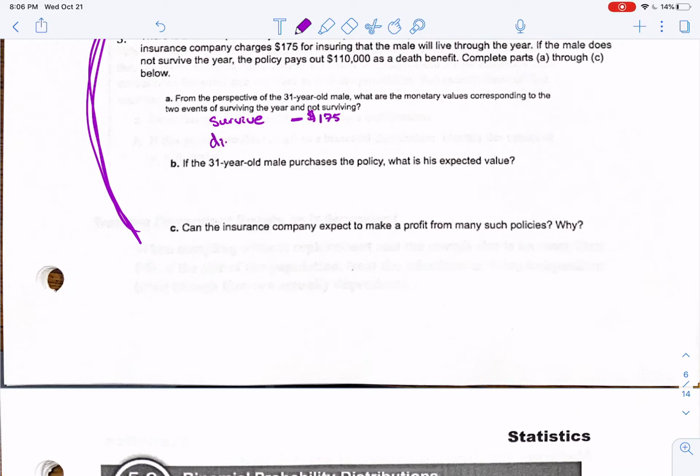If they die, they're going to make plus $110,000. Really, they're not going to make it. Their family members are going to make $110,000. Okay, so if they survive, they lose $175. If they die, they make $110,000.